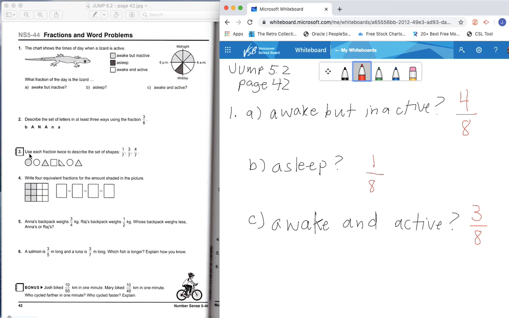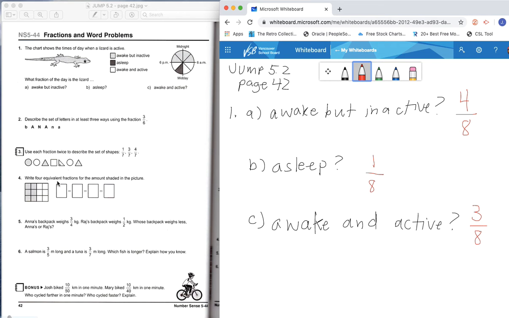Number 3 in your notebook, use each fraction twice to describe the set of shapes. So you need to use 1/7 in a statement twice, 3/7 in a statement twice, and 4/7 in a statement twice. So you have to make sure you use all 3 fractions twice. So that means in total you should have 6 statements, okay, using these set of shapes. So please write it in your notebook because there's clearly not enough space here.